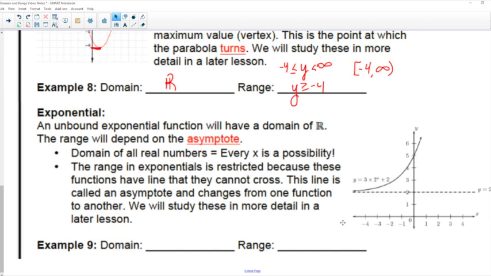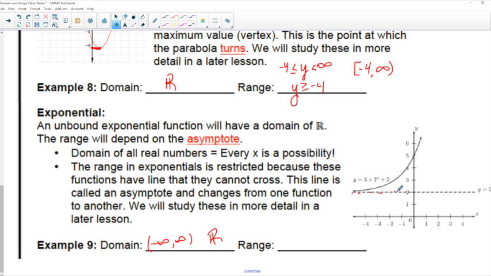The domain of this exponential, I can plug in anything. It's got an arrow going here. It's got an arrow going here. That means I can plug in any domain. So my domain then is all real numbers. So I can say from negative infinity to positive infinity. Or I can write my little r.